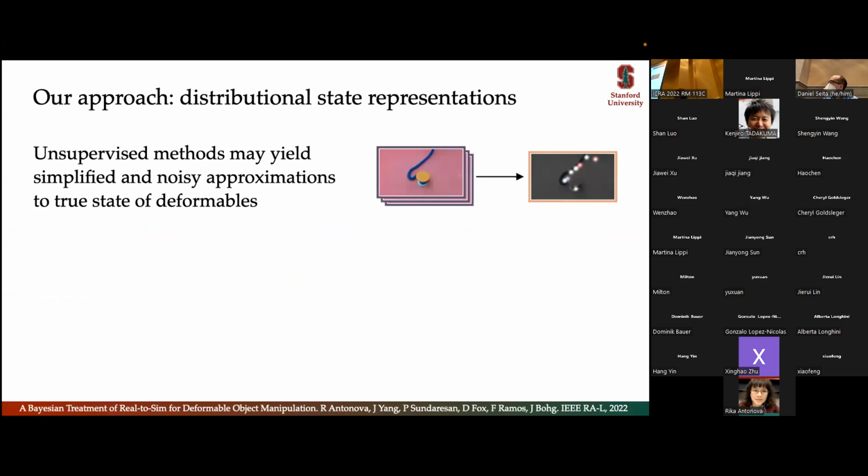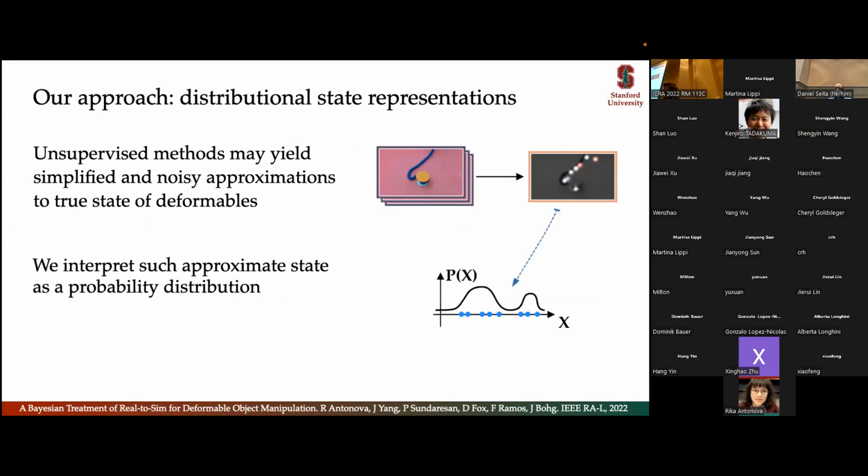So our approach here is to use unsupervised methods that can help us reduce the dimensionality first, but then put a distributional state representation onto the resulting low dimensional state, which is represented here by key points. After we extract the key points from, let's say, an RGB image of a deformable moving, we interpret this as a sample from a probability distribution, and this probability distribution encodes the actual state of the object.